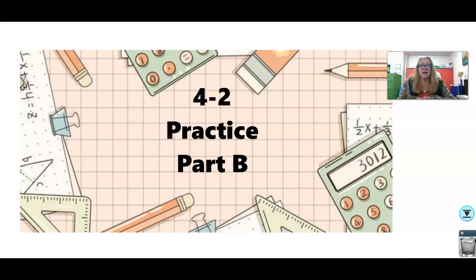Hi guys, this is 4-2 practice part B. This section focuses on the slope formula and finding slope from 2 points.